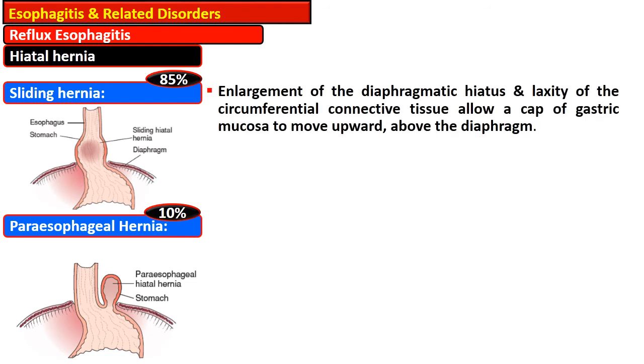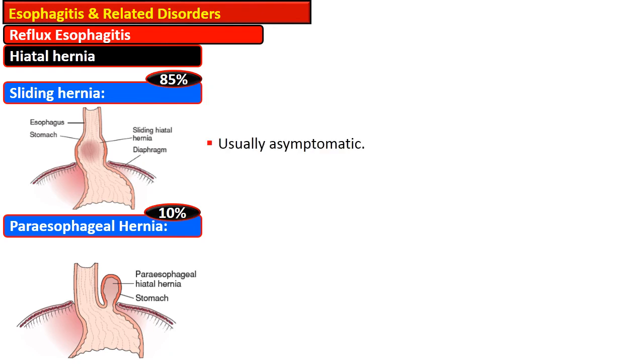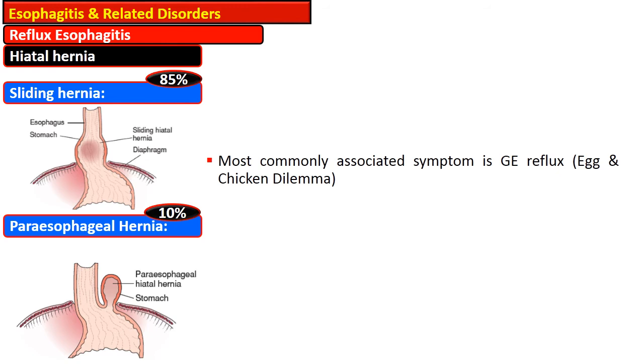The sliding type of hernia is one in which the enlargement of the diaphragmatic hiatus and laxity of the circumferential connective tissue allows a cap of gastric mucosa to move upward above the diaphragm, as is clear through this picture, and it is usually asymptomatic and commonly associated with gastroesophageal reflux, but it is still not clear whether the hiatal hernia is the cause of reflux or it is happening following the reflux.